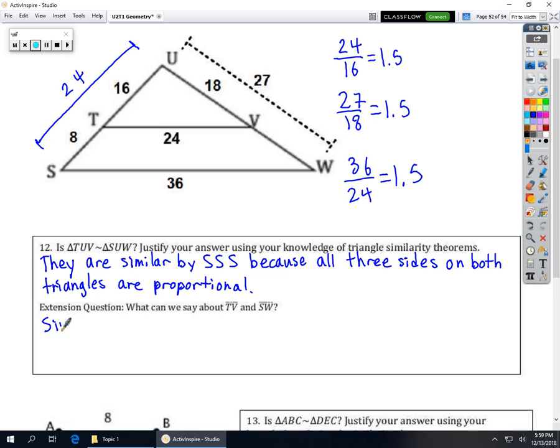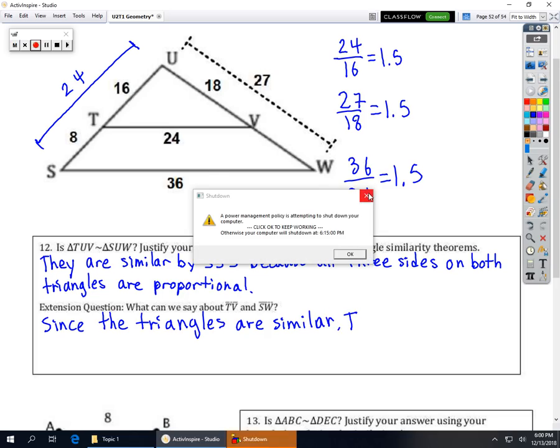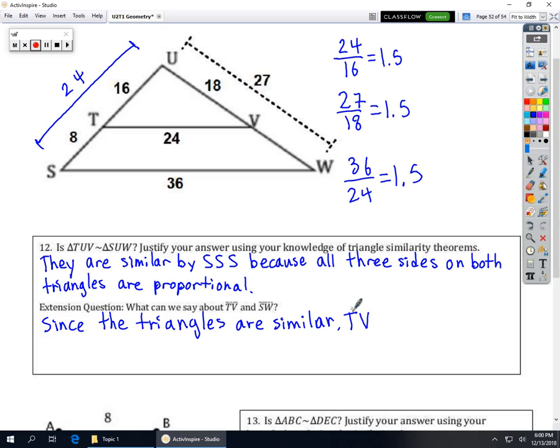So since the triangles are similar, TV is parallel to SW. If the triangles were not similar, then we can't say they're parallel. We aren't sure. We don't know for sure.